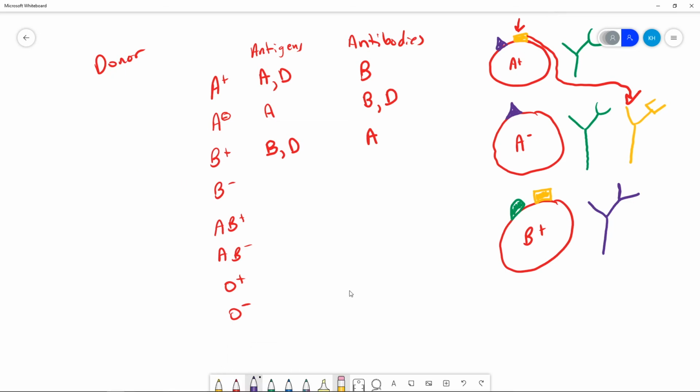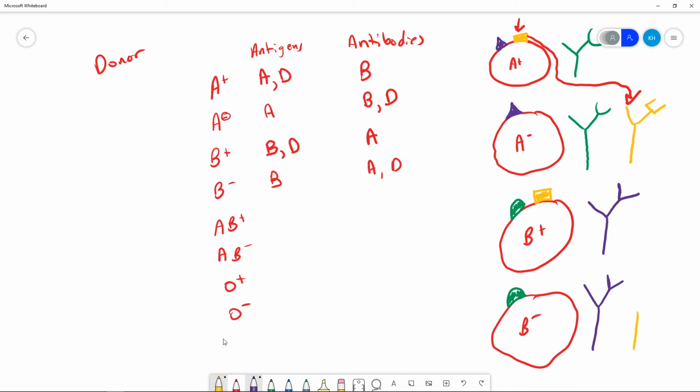So you can see it's pretty similar for each of these blood types. So let's fill in B negative. It will have the B antigen, but it will have A and D antibodies, meaning that it will have the B antigen on the surface, as well as A antibodies and D antibodies. So what kind of blood could they receive? Well, they can certainly receive B negative blood, and they can receive O negative blood. All other blood types would have either A antigens or D antigens, so they couldn't receive those types.